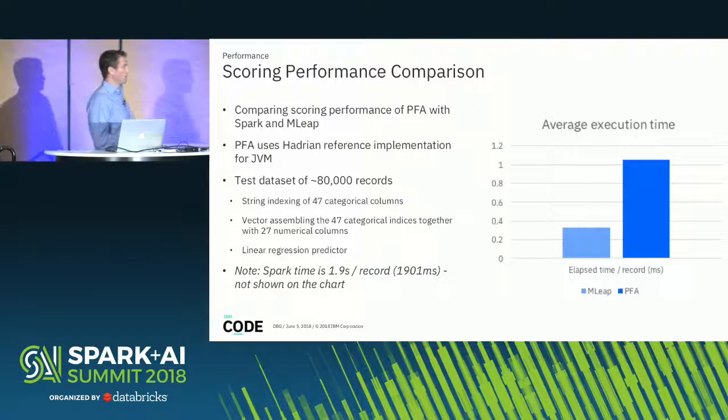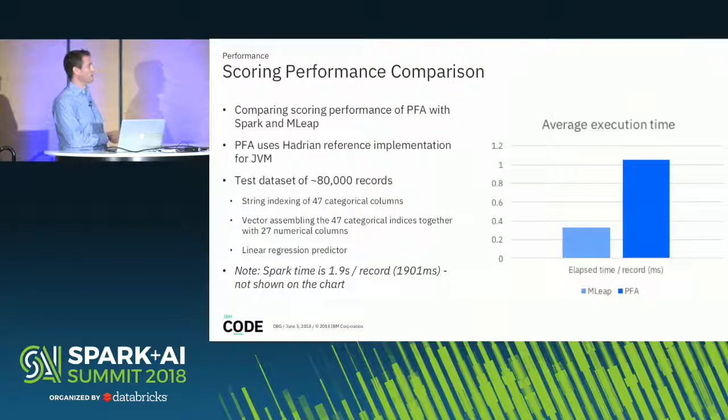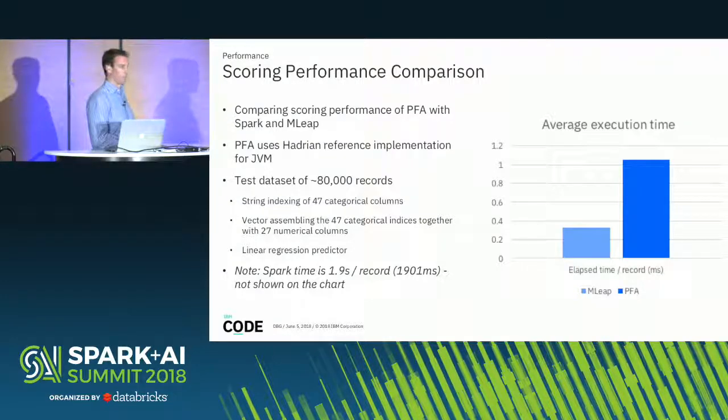So the average execution time for MLeap is about 0.3 milliseconds for this, and for PFA is about just over 1 millisecond. So PFA is slower than MLeap at the moment, by about just under 3 times, which is something that we definitely want to improve. And I think it can be done with improvements to the scoring engines and the reference implementations. But Spark cannot even be on this graph, right? Because Spark runs at 1.9 seconds per record, whereas these other two are single-digit millisecond or below.